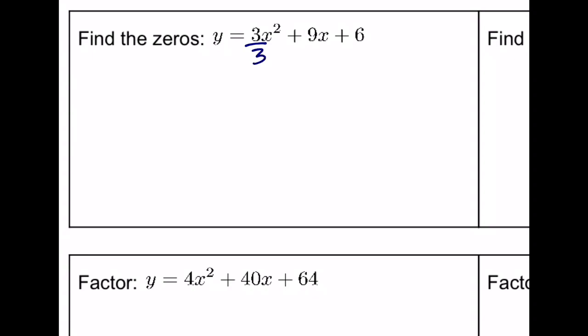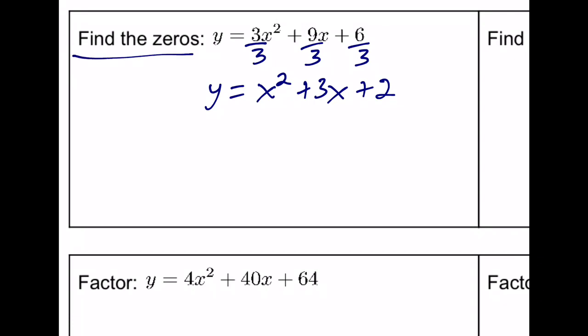So we're actually going to divide all three terms by whatever's in front of x squared. And when we rewrite the problem, we get y is equal to x squared plus 3x plus 2. Then it's just like before. This one wants us to find the zeros, so we go through the factor process. It turns out 2 times 1 and 2 plus 1 give us the correct numbers there.